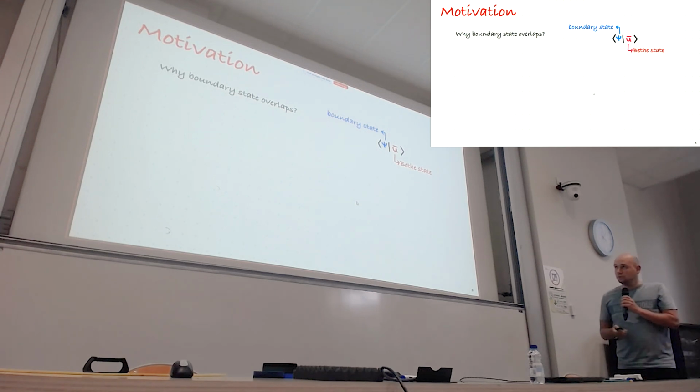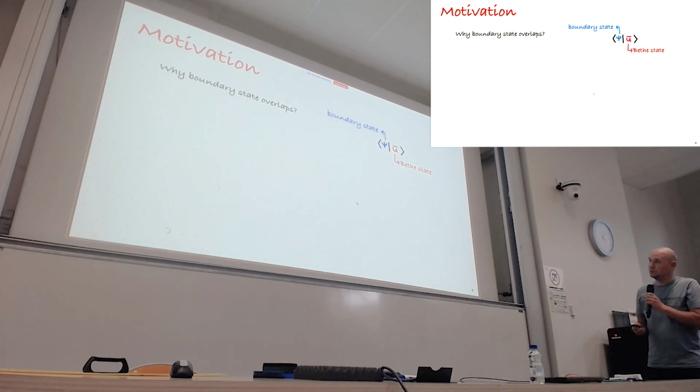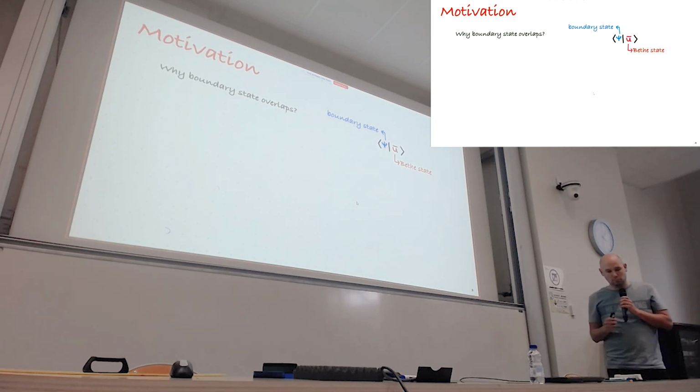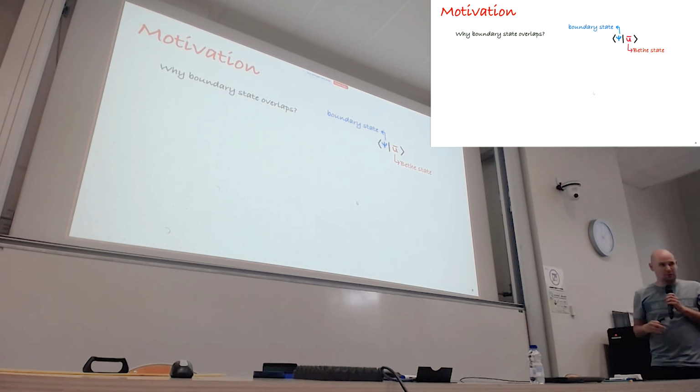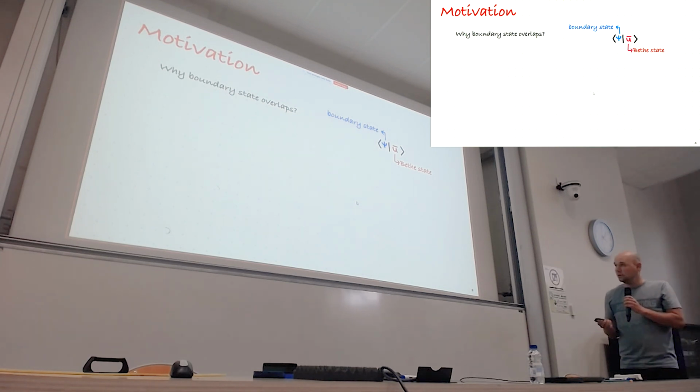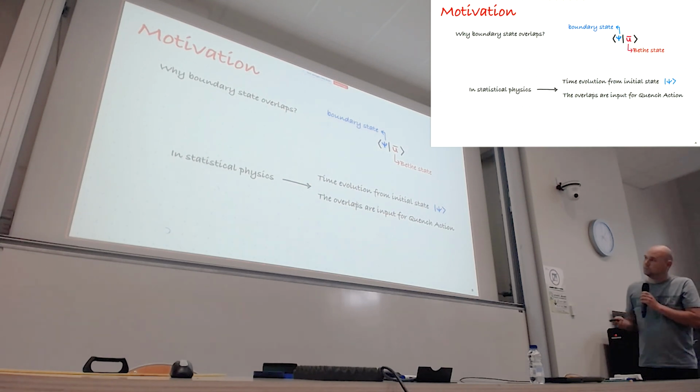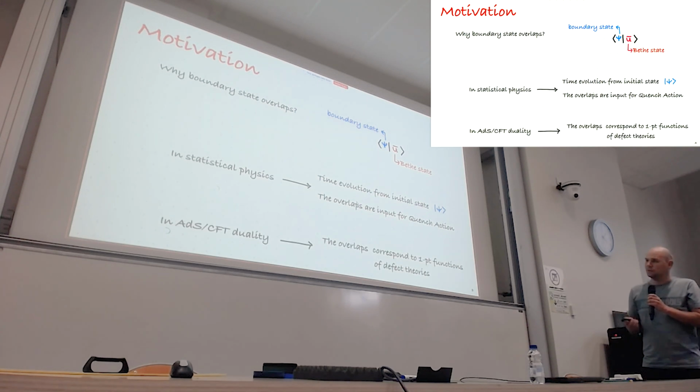So why are we interested in boundary states and the corresponding overlaps? This research started 10 years ago in two different parts of theoretical physics independently. One application is that these overlaps are input in the studies of non-equilibrium dynamics in statistical physics. And the other application is that the overlaps correspond to one-point functions of defect theories.